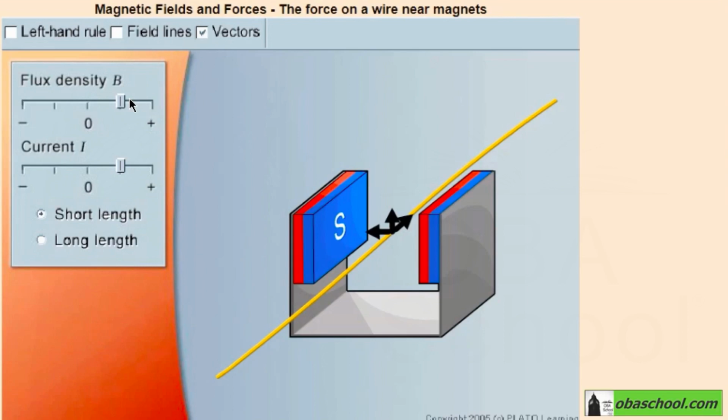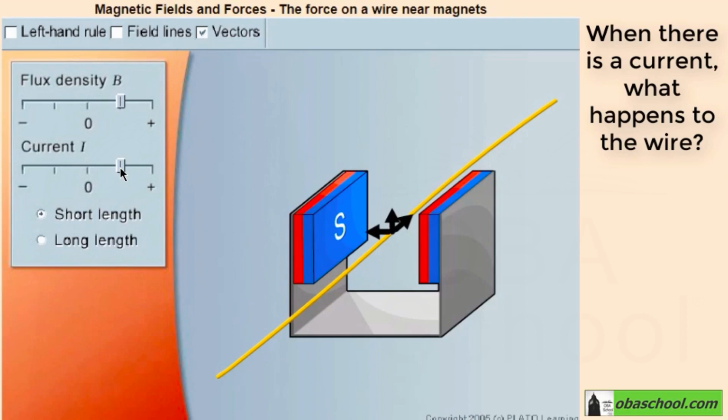Now let's turn the current on and off a few times by dragging the slider to the left and to the right, and notice what happens. So there's no current if the current is reversed in the negative direction. Back to zero and then towards the positive. So when there's a current, what happens to the wire?